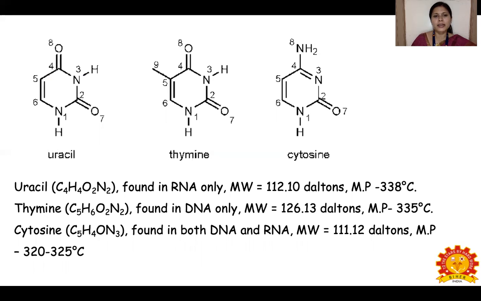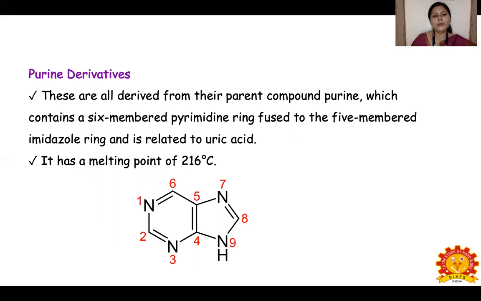So if you see, the carbonyl group will be there, and the NH2 group will be there. This will help them to make bonds with another polynucleotide chain. So now we'll talk about the purine derivatives.